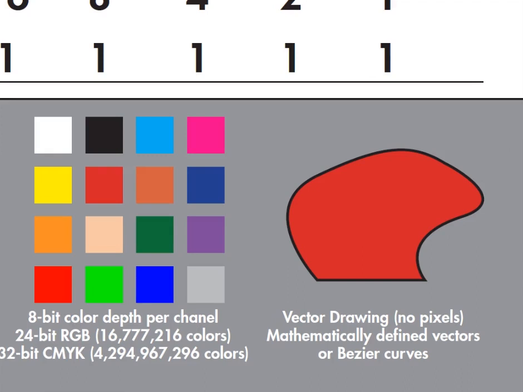Finally, we do vector drawing. Vector drawing is not pixels. Vector drawing is based on mathematical formulas or vectors or Bezier curves, and I'll have another presentation for you on that before we start drawing with Bezier curves. Bezier curves are mathematical. You don't actually see them, although when drawing in Illustrator you can see a representation of where your vector curve is, but in reality that's a representation of what is purely a mathematical formula.